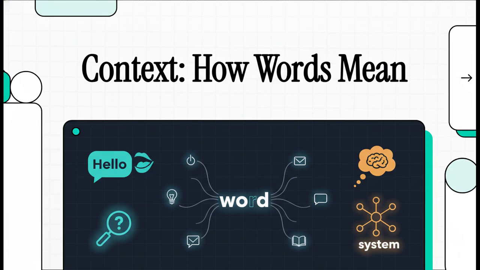Have you ever stopped to think about how words actually get their meaning? It seems pretty simple on the surface, but underneath, there's this amazing hidden system that our brain uses to decide what a word means at any given moment. So let's dive in and see how it all works.